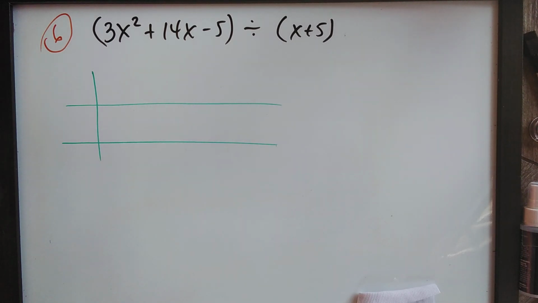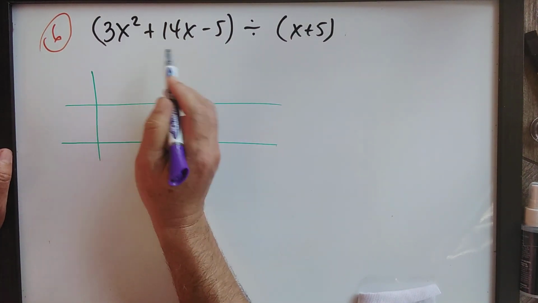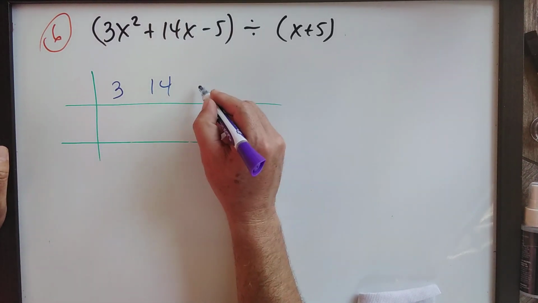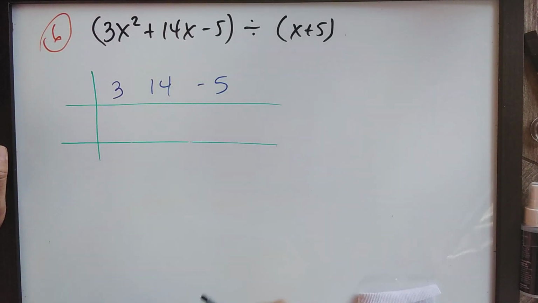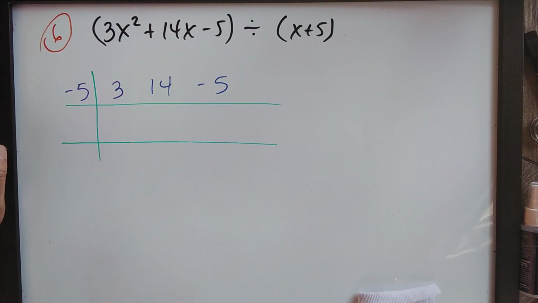Okay guys, let's do this one really quick. I'm going to line up all the coefficients. I'm not missing anything, so I'm going to have 3, 14, -5. And the opposite of +5 is -5 over here.